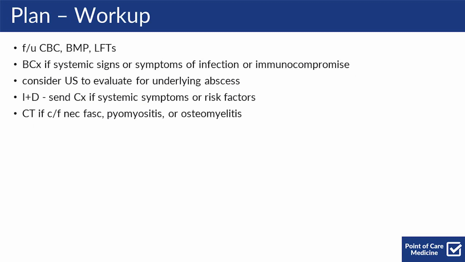For a workup, of course, usually send a CBC, a BMP, and LFTs. You should only send a blood culture if there's systemic signs or symptoms of an infection or if the patient is immunocompromised. You should get an ultrasound to consider an underlying abscess, and only send a culture for an IND, again, if there's systemic symptoms or risk factors for a resistant organism. You can get a CT scan of the area if there's a concern for necrotizing fasciitis, pyomyositis, or osteomyelitis.